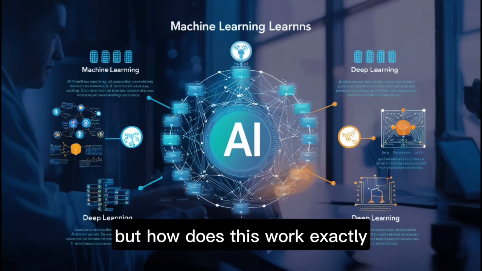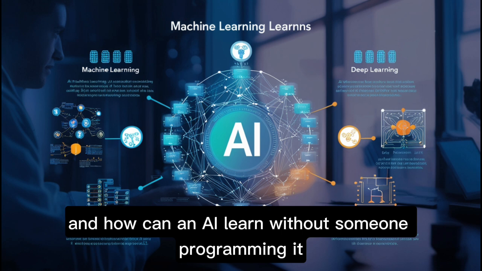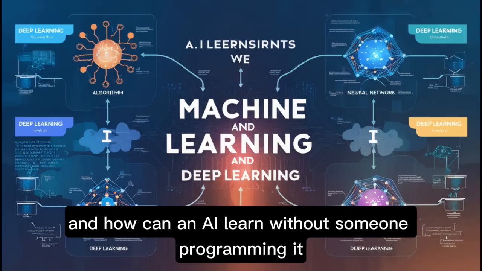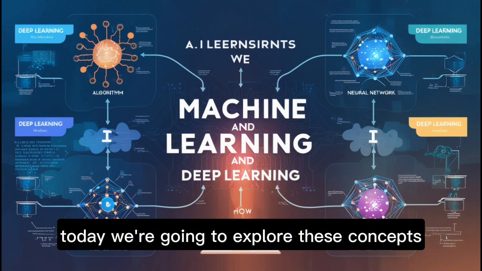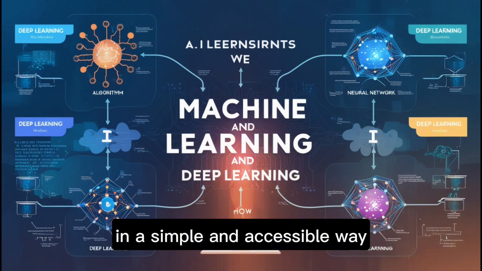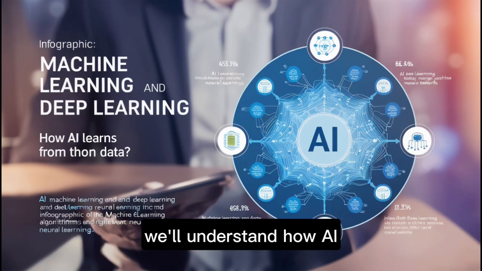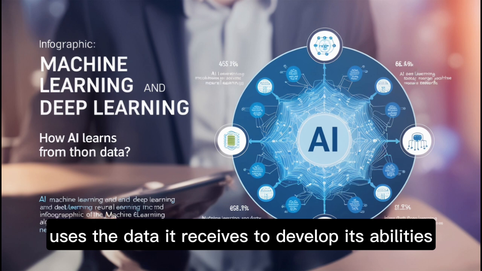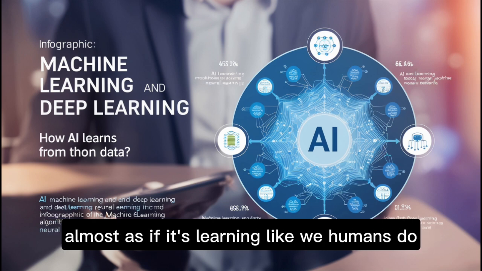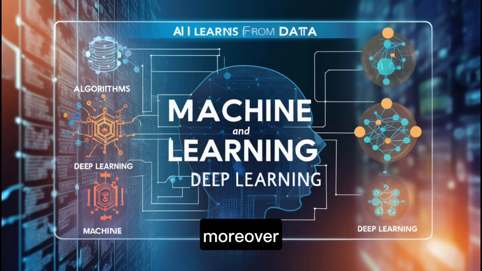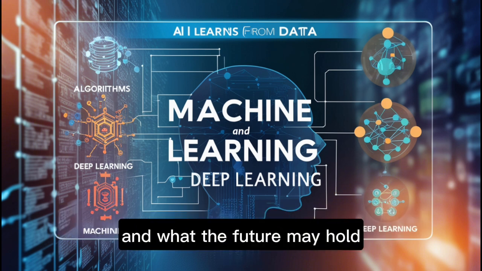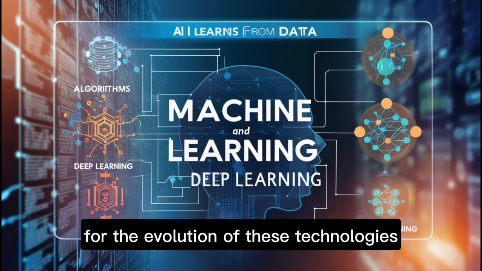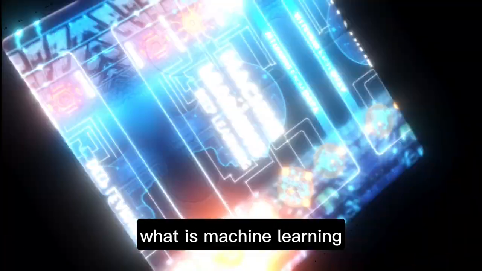But how does this work exactly? And how can an AI learn without someone programming it for each small task? Today, we're going to explore these concepts in a simple and accessible way. We'll understand how AI uses the data it receives to develop its abilities, almost as if it's learning like we humans do. Moreover, we'll see how this learning impacts our daily lives and what the future may hold for the evolution of these technologies.